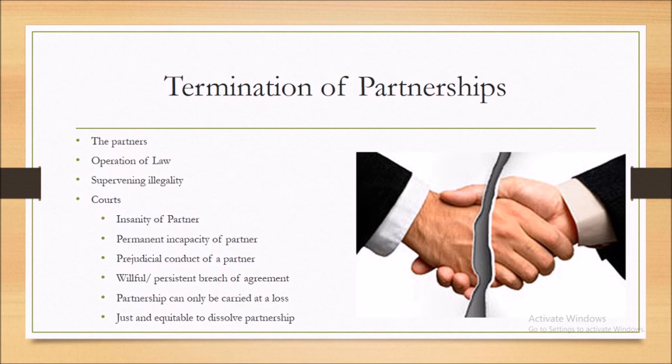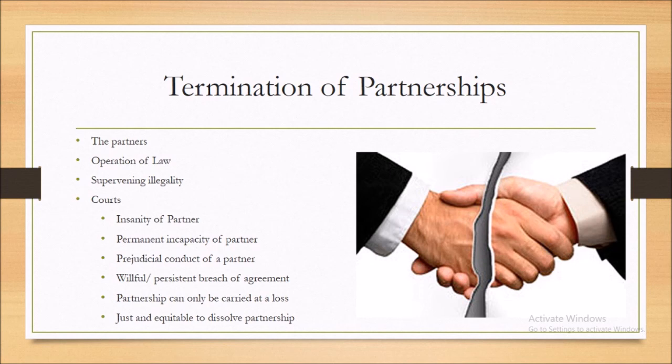Then, what are the ways of termination of partnerships? Now, there are four ways basically we can say. Termination of partnerships can be made by the partners by mutually agreeing to each other, so they can end it by themselves, or even the operation of law creates partnership dissolution, or even supervening illegality, right? Whatever illegality causes the termination of partnership happens, and through the courts, right?